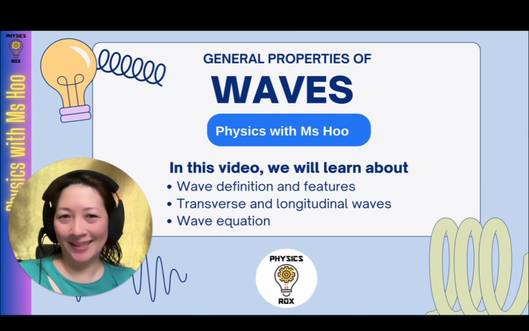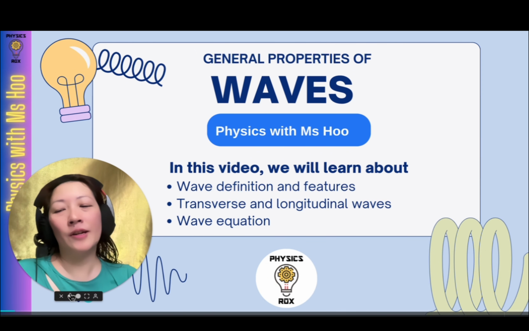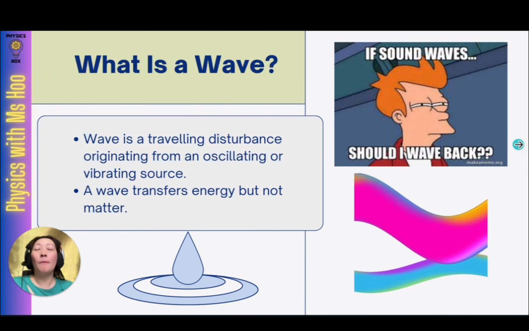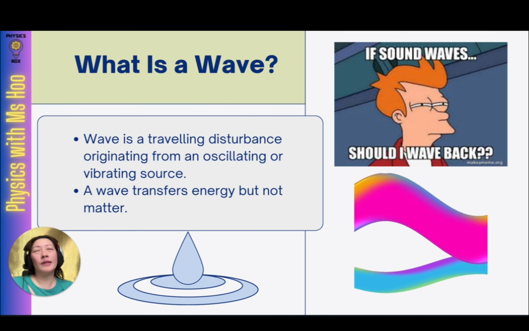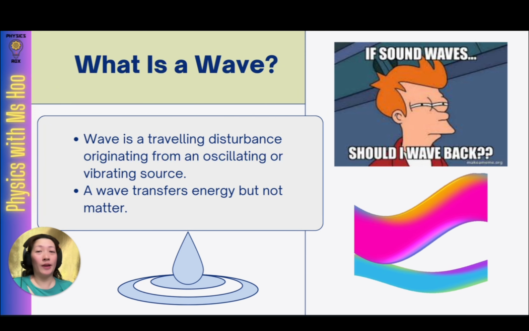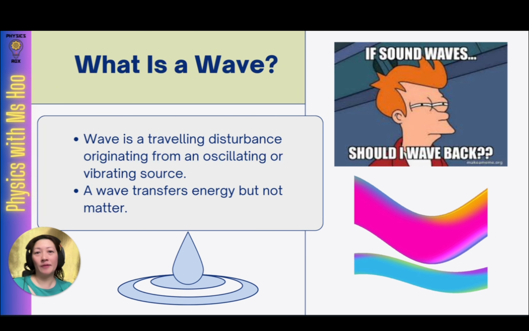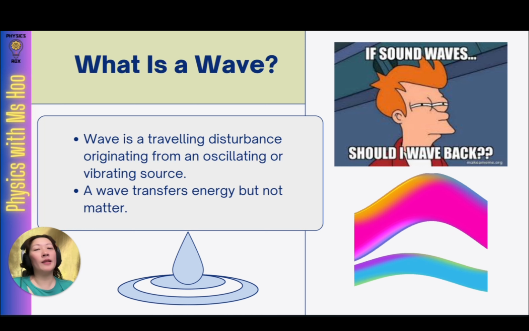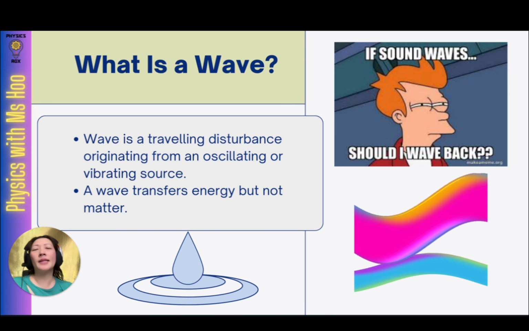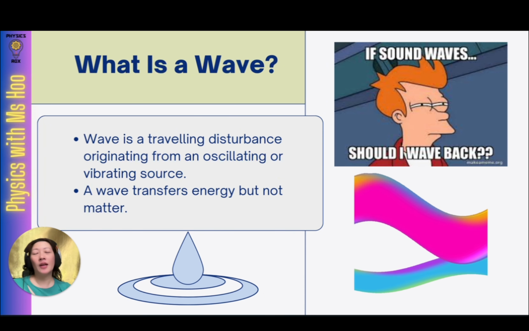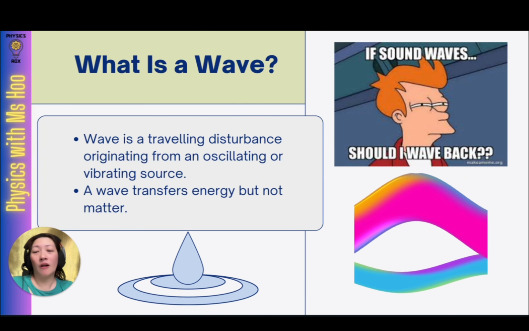Now, let's get started. First of all, we need to know what are waves. By now, you should already know that there are many different types of waves. You should be able to name at least 3 off the top of your head. Sound waves, light waves, radio waves, microwaves, even water waves. So all of these, of course, are waves. But what makes a wave a wave? Like, what does it mean when we actually say wave? So here's the definition of a wave.